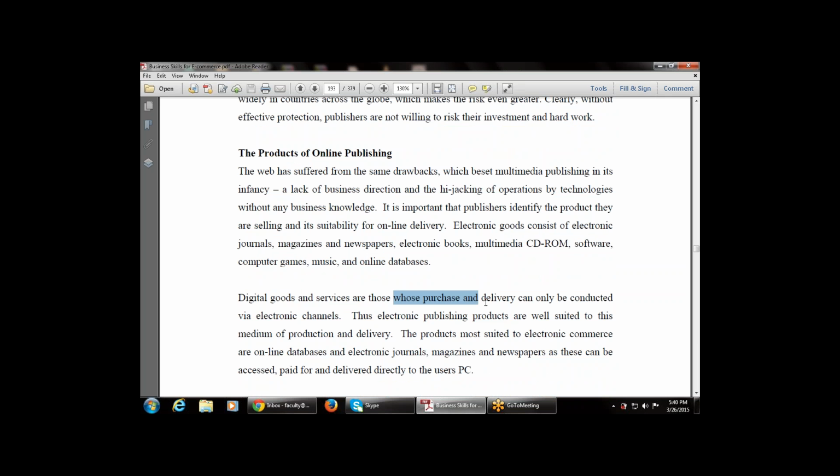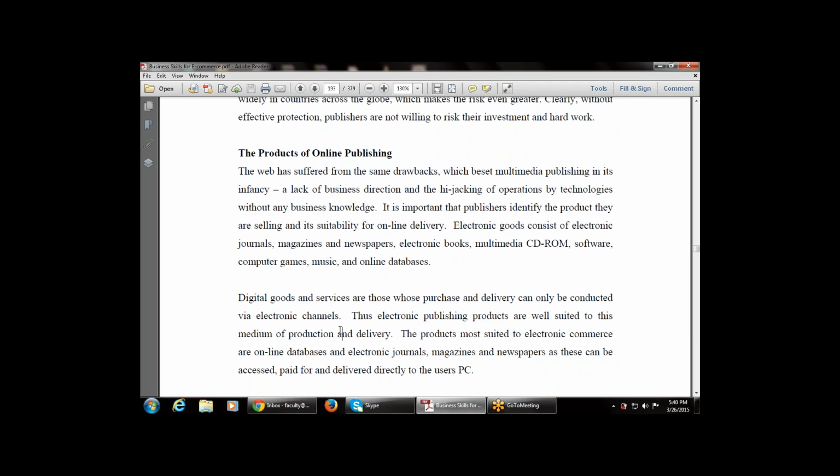Digital goods and services are those whose purchase and delivery can only be conducted via electronic channel. So if I say digital goods and services, that is the online goods and services whose purchase and delivery can only be conducted via electronic channels.